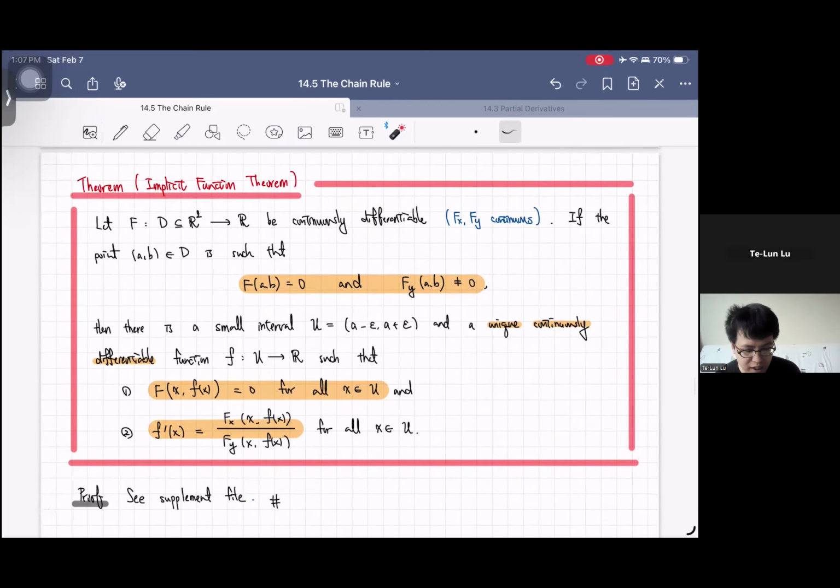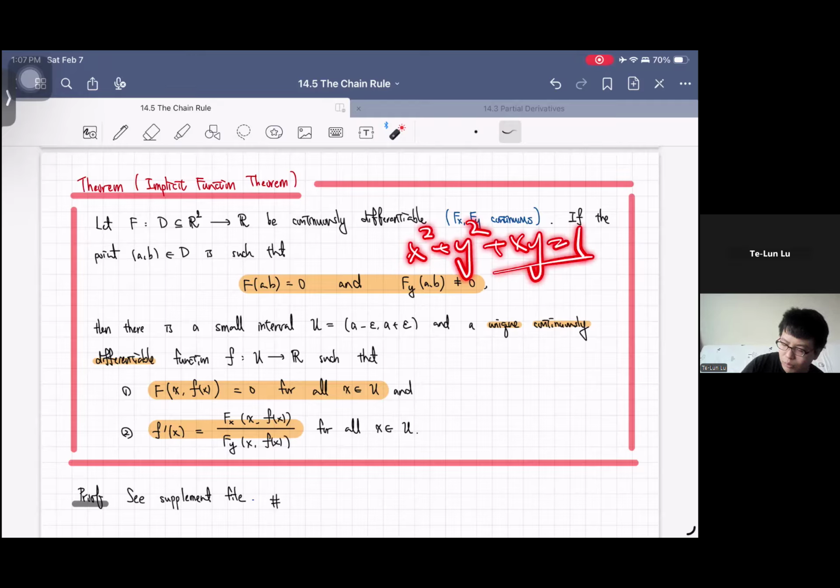Okay, so now we have introduced the chain rule. We have a really nice theorem that is called the implicit function theorem. So this is sort of an analogy of what you guys have learned back when you were doing implicit differentiation. So let me briefly recall what that is. So given a function, say x squared plus y squared plus xy equals 1, we want to differentiate y with respect to x. So what does that sentence mean?